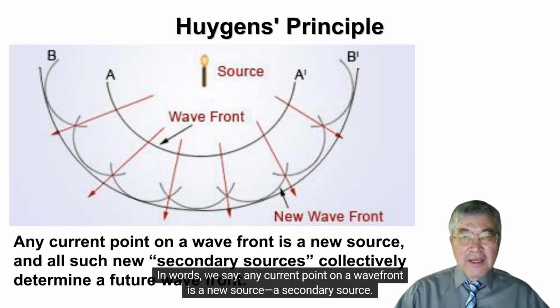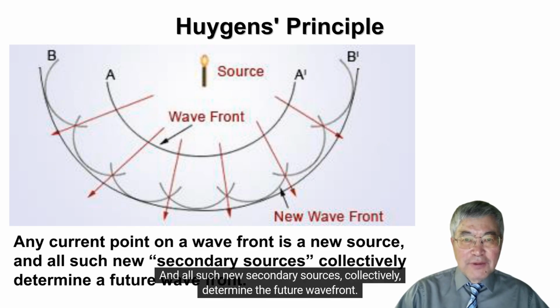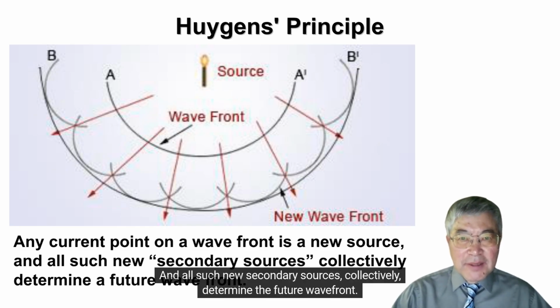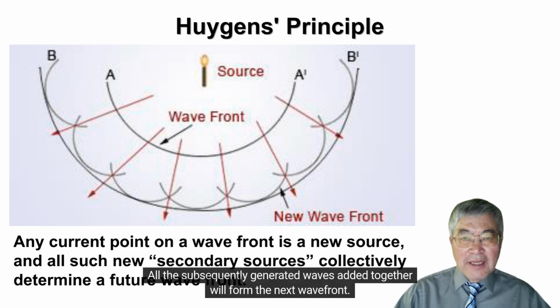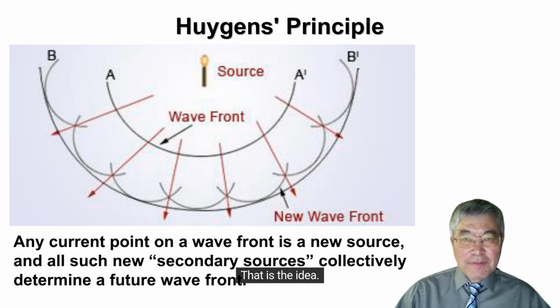The current wavefront is decomposed into numerous small sources, and the next wavefront is computed from all these secondary sources. In words, we say any current point on a wavefront is a new source, a secondary source. And all such new secondary sources collectively determine the future wavefront. All the subsequently generated waves added together will form the next wavefront. That is the idea.